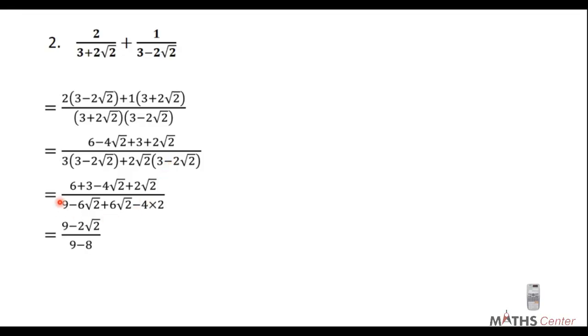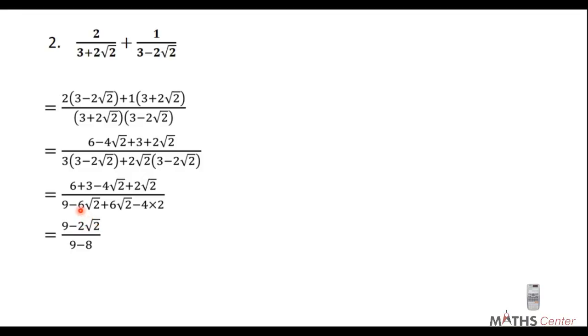So we continue with the simplification. 6 plus 3 will give us 9. If you come here, we have minus 4 root 2 plus 2 root 2. The numbers under the square root signs are the same, so we can add. So we add negative 4 to 2, and we get negative 2. So you have negative 2 root 2.